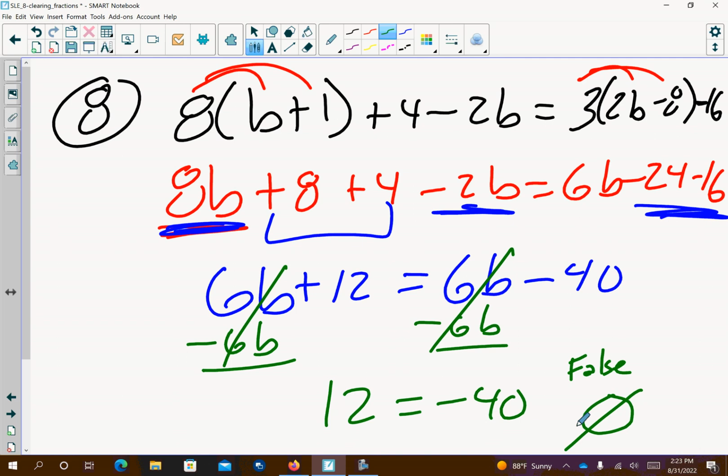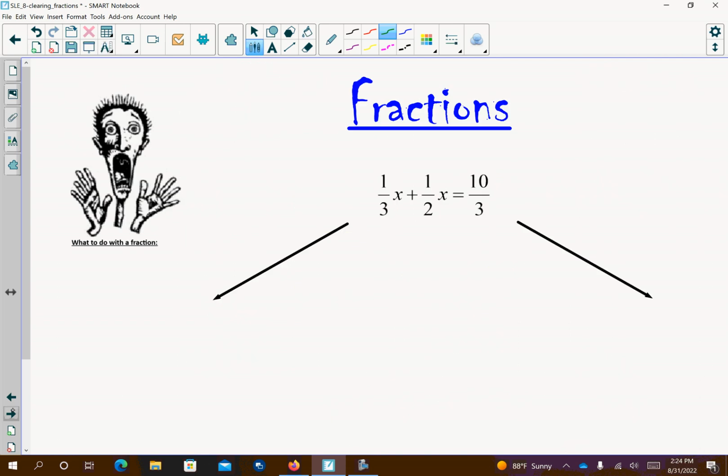Okay, so that should help you with the homework. Now I want to get into the lesson that we have today, talking about fractions. There's all kinds of things that we're going to do with fractions, and this is to make it easier because we don't like fractions as much.